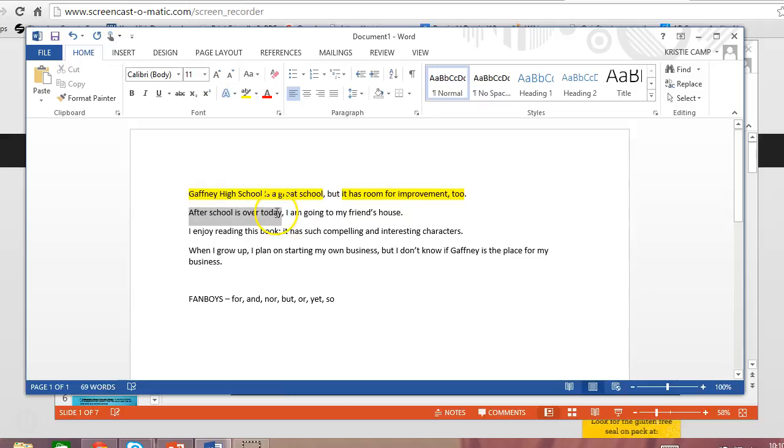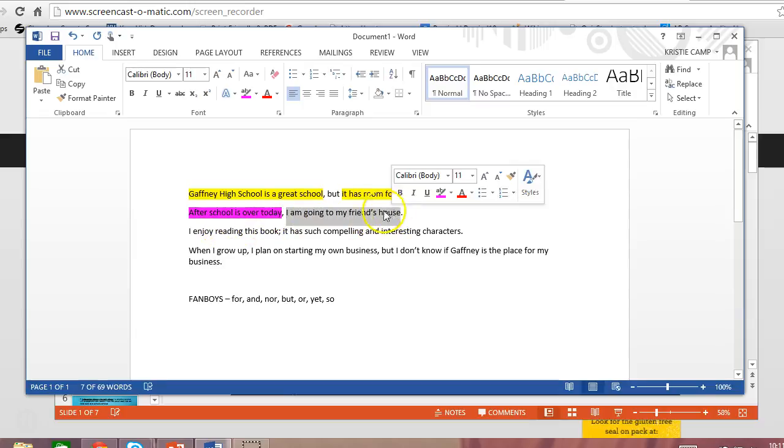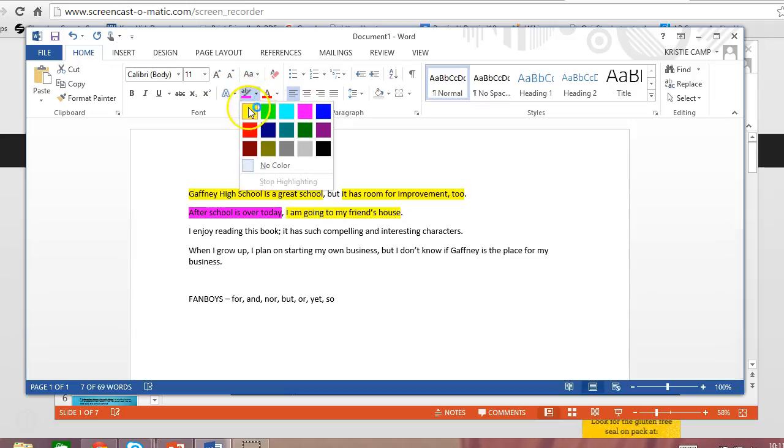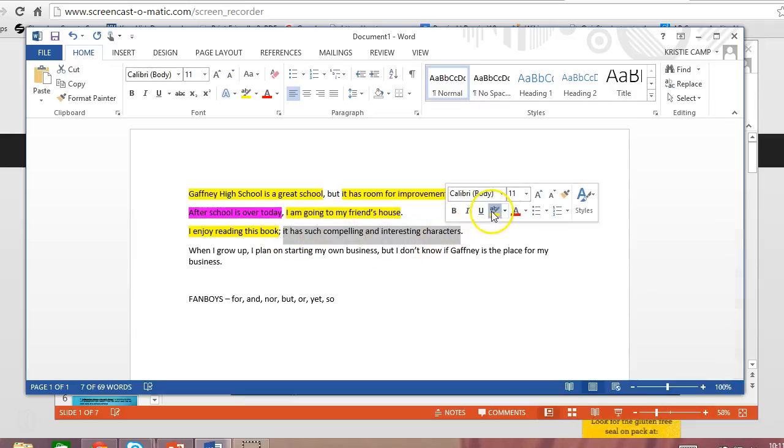After school is over today is a dependent clause. It cannot stand alone, but it has a subject and a verb. School is. I am going to my friend's house is an independent clause. It can stand alone. This makes this a complex sentence, a dependent clause and an independent clause. I enjoy reading this book, independent clause. It has such compelling and interesting characters, independent clause. Joined by the semicolon, this is a compound sentence.